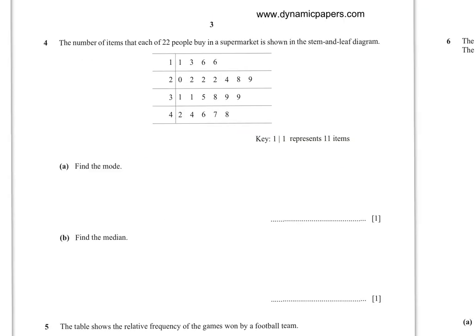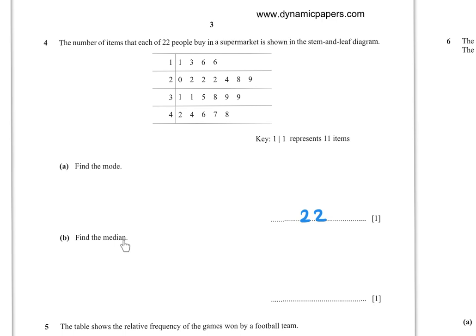Number 4. The number of items that each of 22 people buy in a supermarket is shown in a stem and leaf diagram. Find the mode. The mode is the most common or the most repeated. We have 2 repeated 3 times. If you look at the key, 1 means 11, so 2 means 22, so the mode is 22.